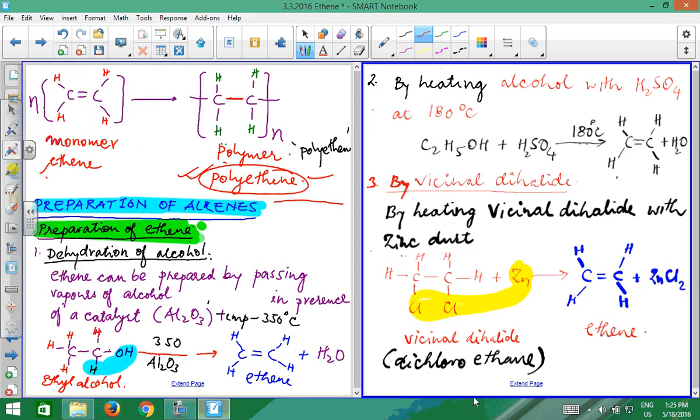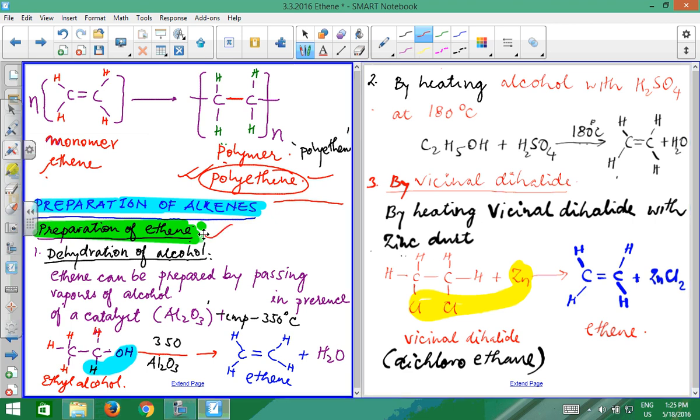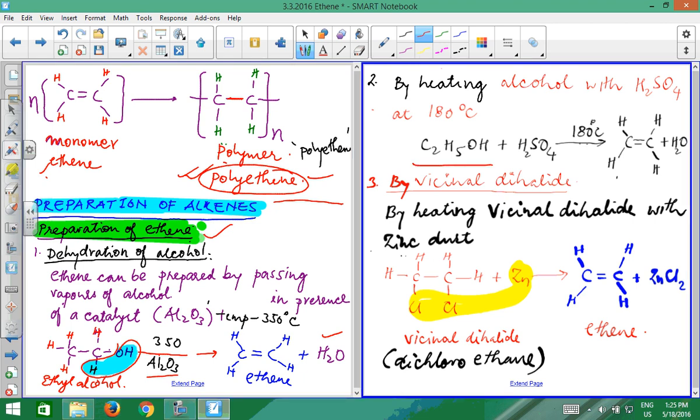Now, preparation of alkene. How can we prepare alkene? One method of preparation of ethene is dehydration of alcohol. Ethene can be prepared by passing vapors of alcohol over the catalyst aluminum oxide. Water is removed from the alcohol, so we call this a dehydration reaction. Another method is heating alcohol with sulfuric acid. You have ethanol, add sulfuric acid and heat it at 180 degrees Celsius, and you will get ethene and water.